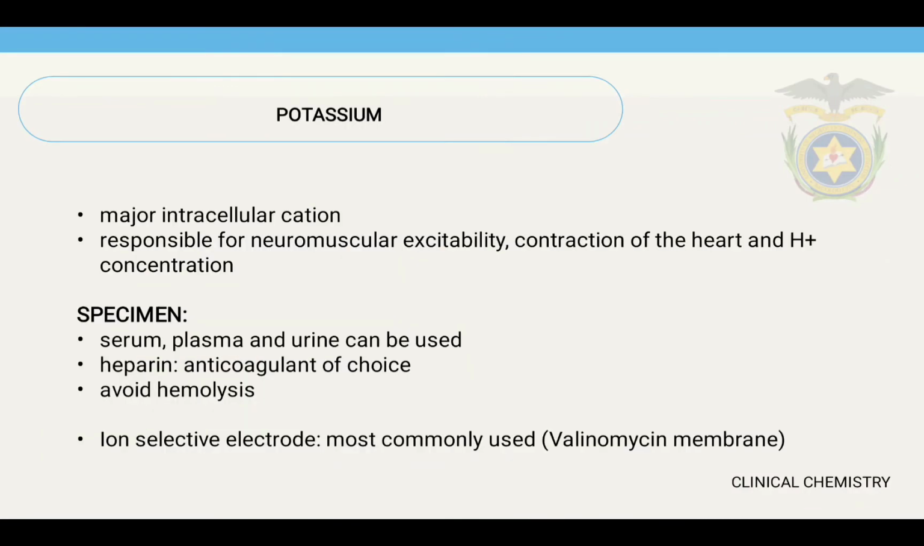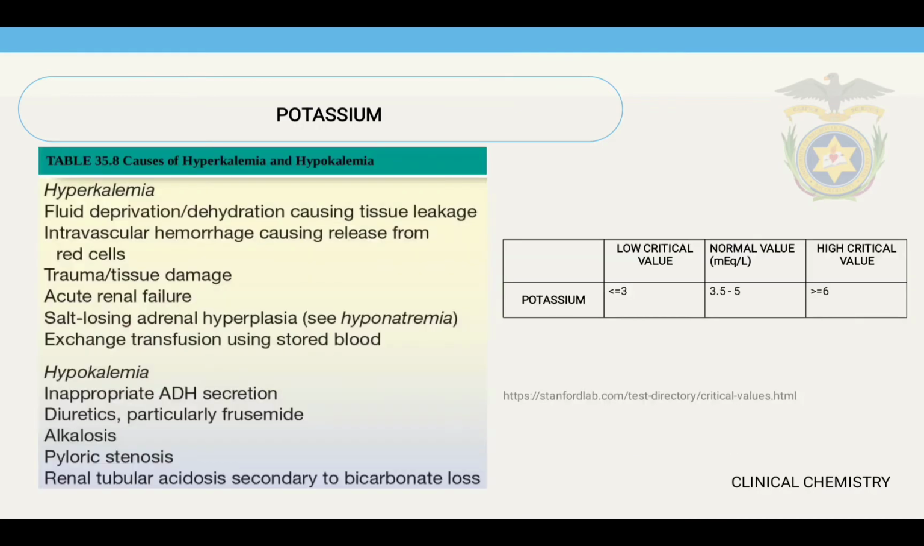Next is your potassium, which is considered to be the major intracellular cation. Potassium is responsible for your neuromuscular excitability, the contraction of the heart, and your hydrogen concentration. The specimens used for your potassium measurements are your serum, plasma, and urine. Heparin is the anticoagulant of choice, and take note to avoid hemolysis. Again, ion selective electrodes are most commonly used in the laboratory, especially your valinomycin membrane.